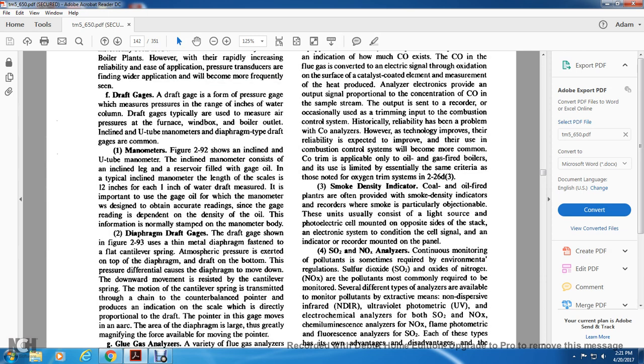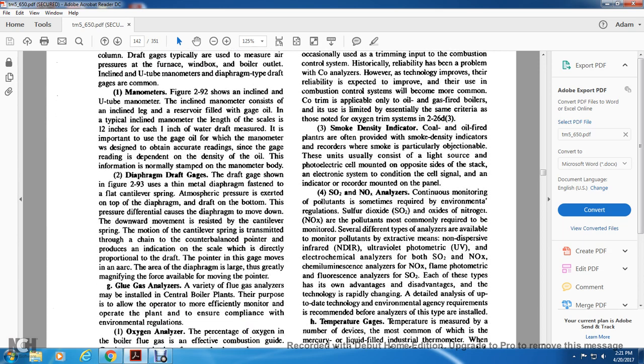3. Smoke density indicator. Coal and oil fired plants may be provided with a smoke density indicator that records when smoke is particularly objectionable. They usually consist of a light source with a photoelectric cell mounted on the opposite side of the stack, an electrical system to condition the cell signal, and an indicator recorder mounted on the panel.